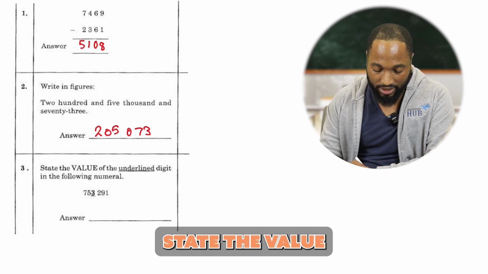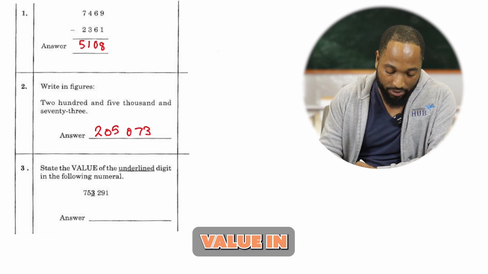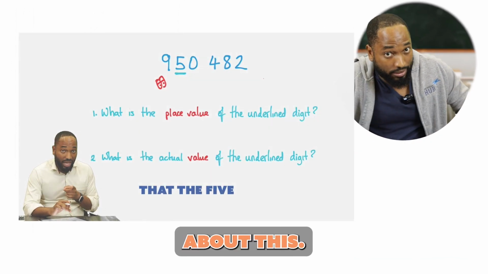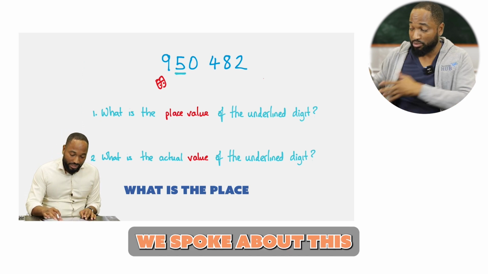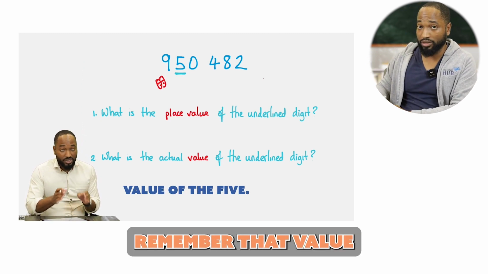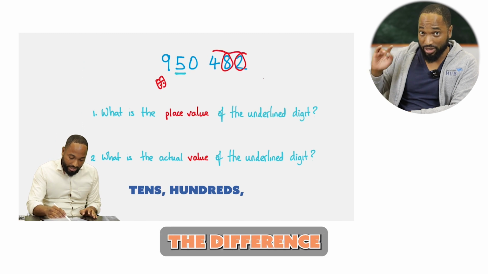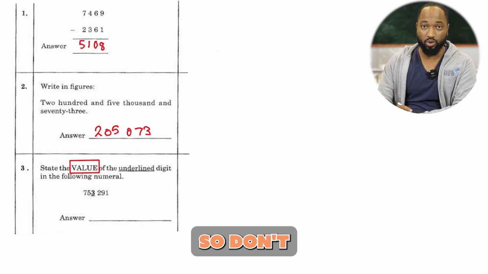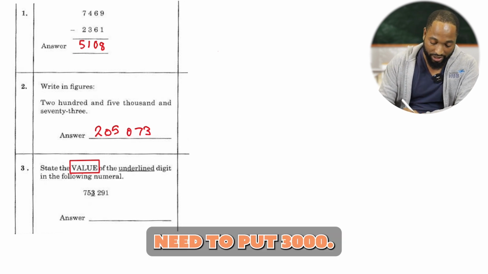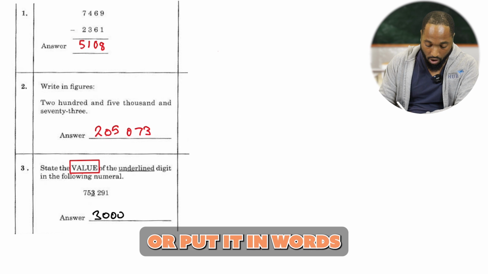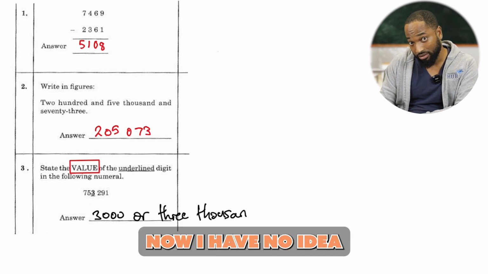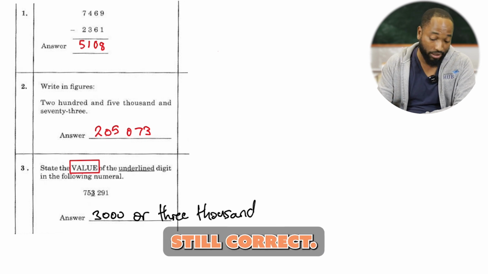Let me keep going. State the value, and you notice how they put value in capital letters. Now remember, we spoke about this. Remember the difference between value and place value. So this time they ask for the value of the digit. So don't just put thousands. You actually need to put 3,000, or put it in words. Now I have no idea why I switched into a black pen here, but it's still correct, right? So let's keep it red for the rest of this, Mr. Cohen.